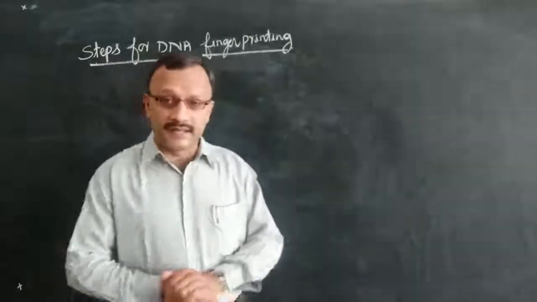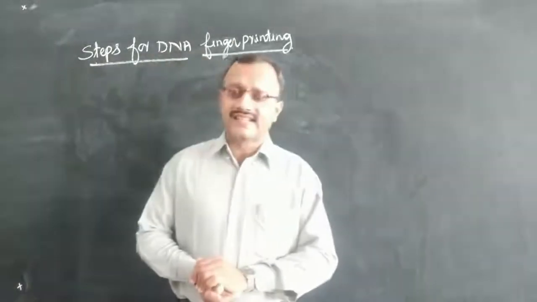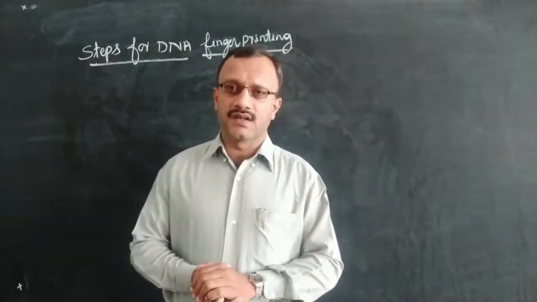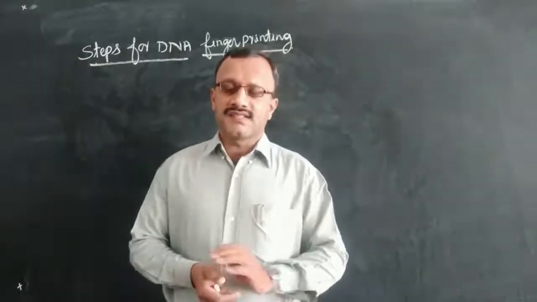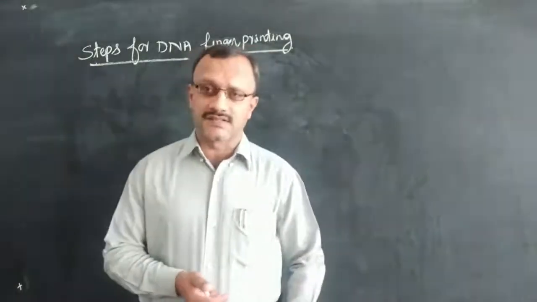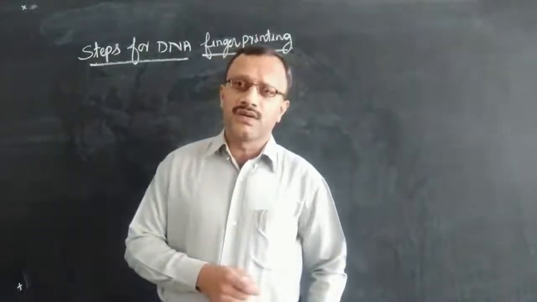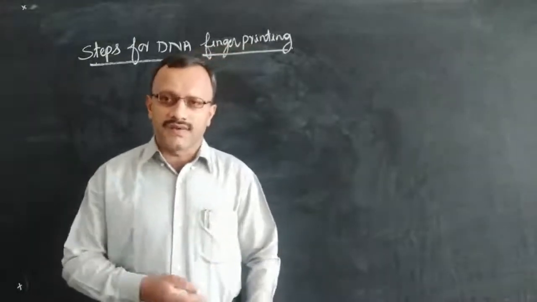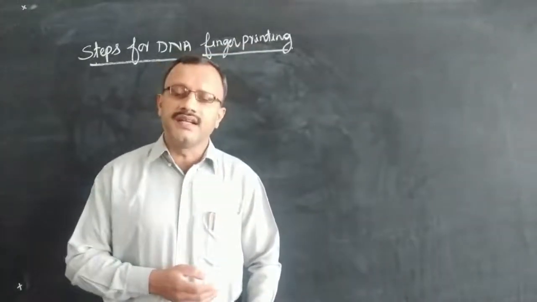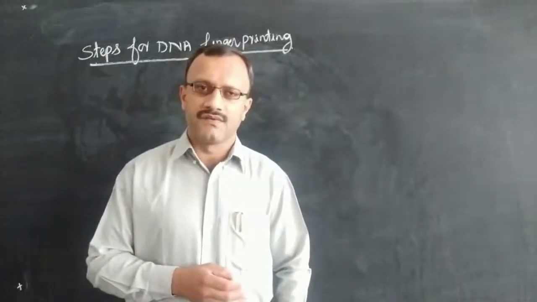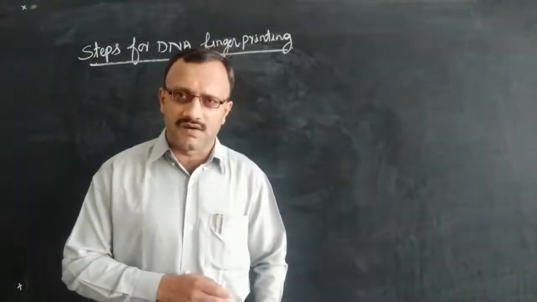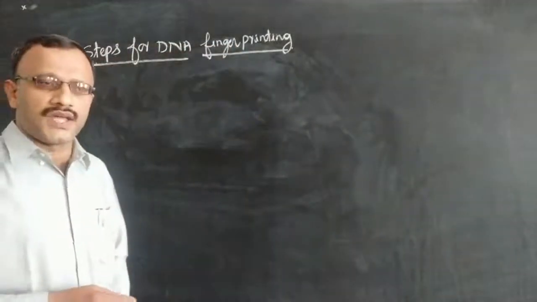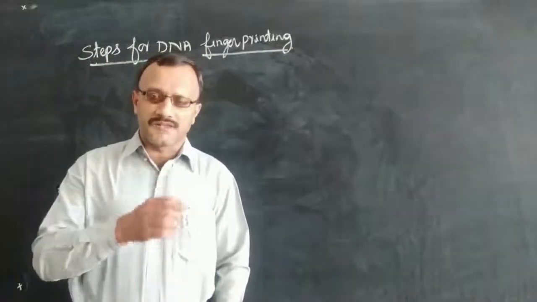Steps for DNA fingerprinting. As we discussed, what is DNA fingerprinting? The repetitive DNA sequences are unique to each personality and are inherited from the parents to their offspring. These repetitive DNA sequences are what we call mini satellites or variable number of tandem repeats, which show a high degree of polymorphism and are inherited from the parents to the offspring. By taking this advantage, the technique has been developed. To carry out this technique, a number of steps are involved.